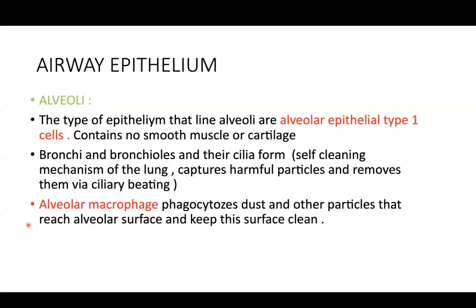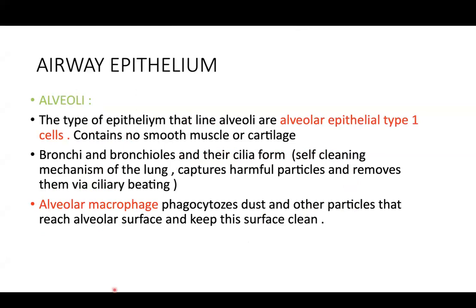Alveoli. Now, alveoli are formed when bronchioles divide 12 times. We already did this, right? So the type of epithelium that lines an alveolus is alveolar epithelium type 1. Okay, that's it. Alveolar epithelium. It could not get easier than this. It contains no smooth muscle or cartilage. Can anyone tell me why it contains no smooth muscle or cartilage?